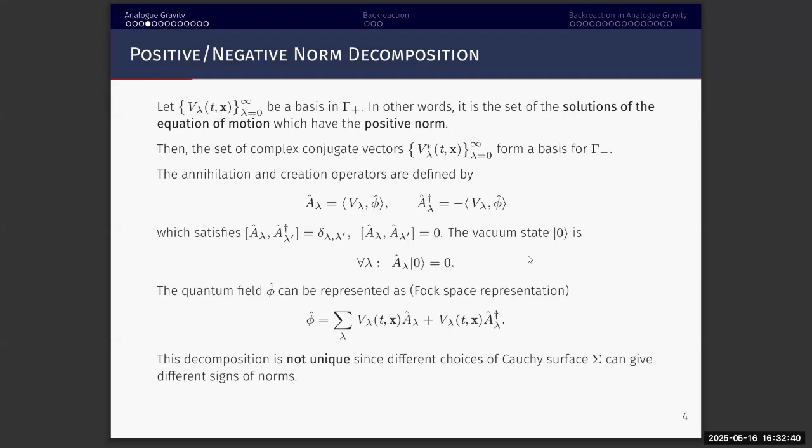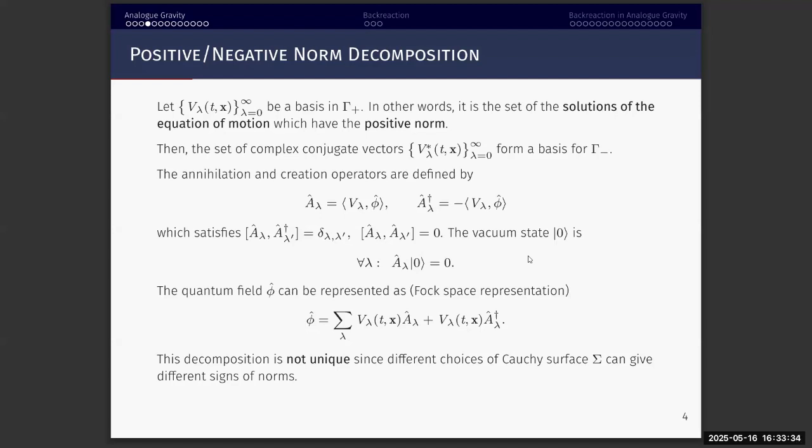And using the basis function of this phase space positive norm space, we can define the annihilation operator. And each complex conjugate is automatically defined by the negative norm mode solution, and it can define the creation operator. Using these creation and annihilation operators, you can define the vacuum, and also you can have a Fock space representation of the quantum field. But the decomposition of this quantum field is not unique. You can make any choice of positive and negative norm mode solution. So by choosing a different Cauchy surface, for example, you have many different choices.